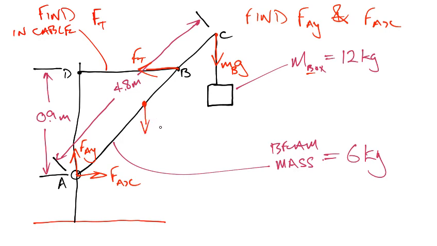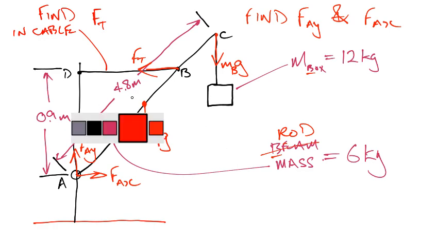Now, unfortunately, I shouldn't have actually used B because beam and box start with the same letter. So we'll call this, how about, rod mass? And we'll call this MRG. And by the way, the distance is halfway. So this distance is going to be 2.4, half of 4.8. Okay?